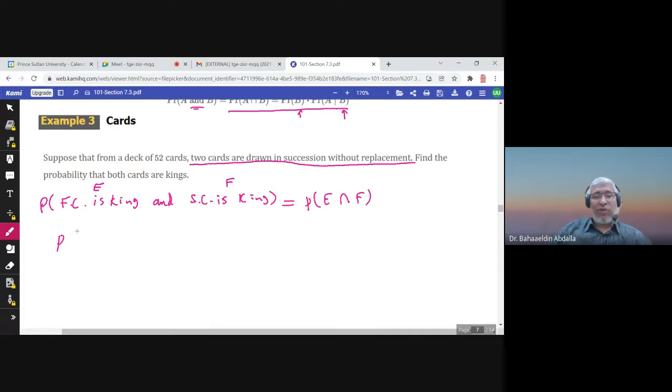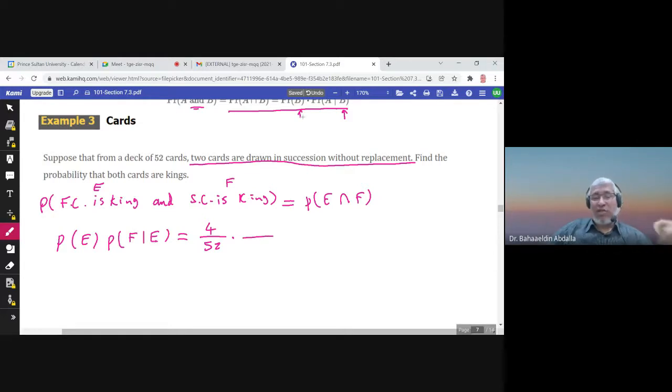By definition, this would be probability of E times probability of what? F given E. Okay, if you start with E, here F given E. So E is first is king. What is the probability that the first card is king? How many kings are there? 4. How many cards are there? 52. Now, what is the probability of second is king, given that the first is king? Because I need the probability that both cards are kings. So I need the probability that the second is king, given that the first is also king.